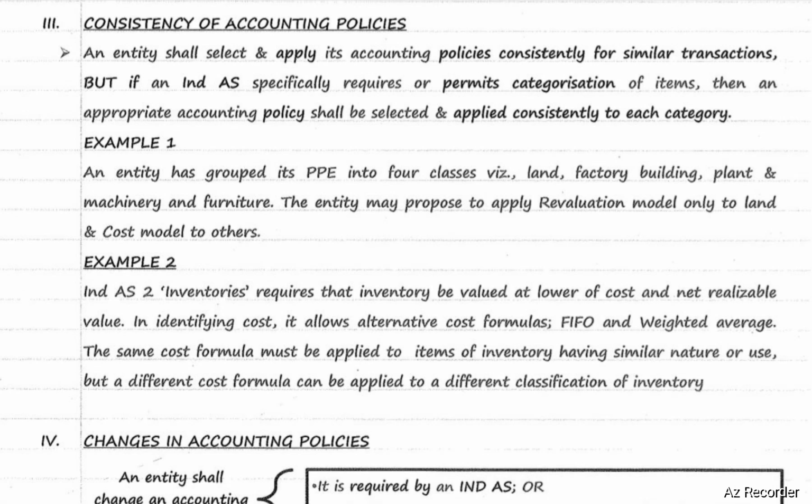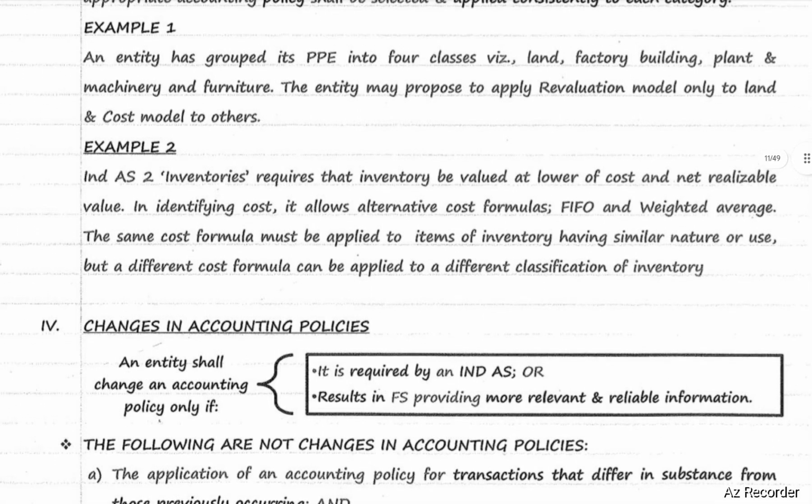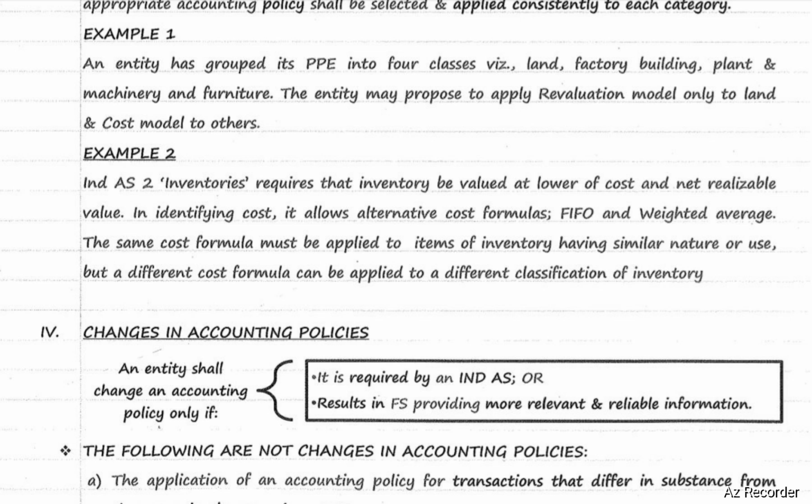Next, consistency of accounting policies. An entity shall select and apply its accounting policy consistently for similar transactions, but if an Ind AS specifically requires or permit categorization of items, then an appropriate accounting policy shall be selected and applied consistently to each category. Example number one, an entity has grouped its PPE into four classes, namely land, factory building, plant and machinery, and furniture. The entity may propose to apply a revaluation model only to land and cost model to others. It can do so. Only revaluation model to land and cost model to others permitted.